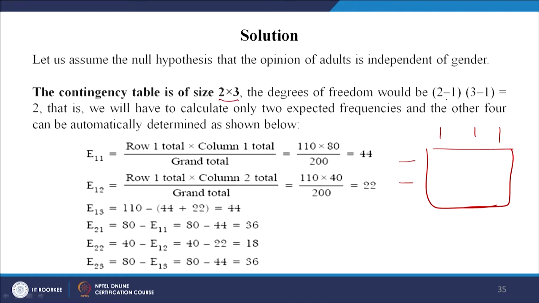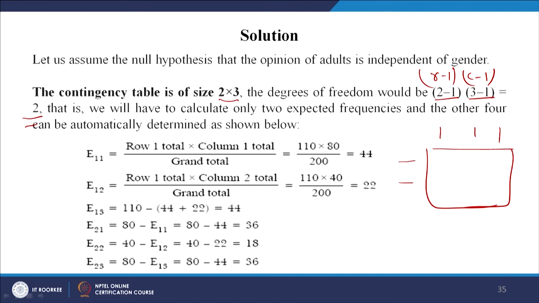The degrees of freedom is how much? Now, R minus 1 into C minus 1. So, 2 minus 1 into 3 minus 1, that is equal to 2. Okay. So, we will have to calculate only 2 expected frequencies and the other 4 can be automatically determined.